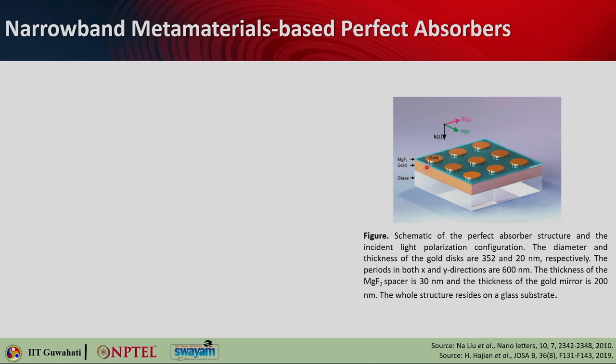Then there is a spacer layer below these gold disks that is MgF2, magnesium fluoride, with a thickness of 30 nanometer. And then you have a gold mirror which is 200 nanometer thick. This is the portion which completely cancels out any chance of transmission through this structure. So a 200 nanometer gold film behaves like a bulk gold film. It gives you zero transmittance, and it acts like a good mirror. And this entire structure is placed on top of a glass substrate.